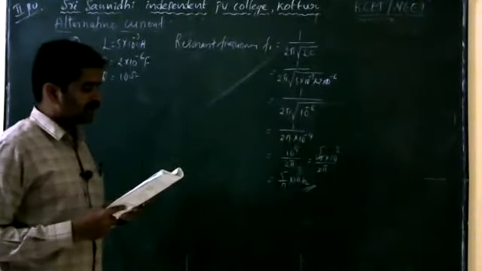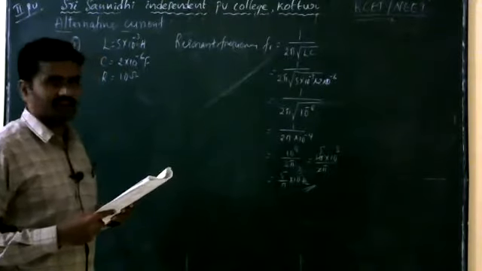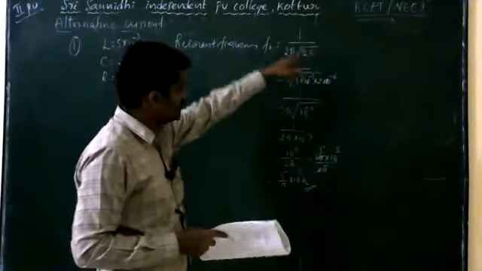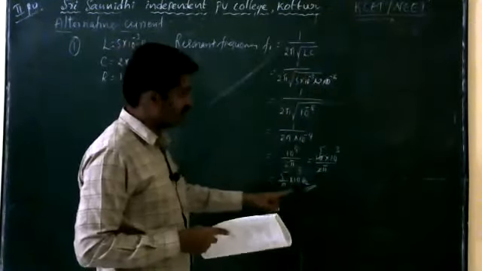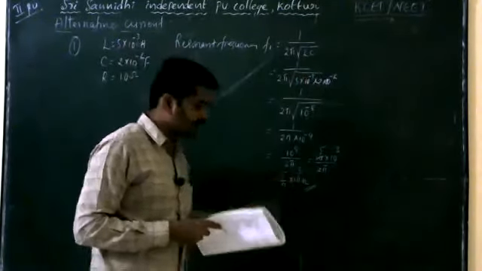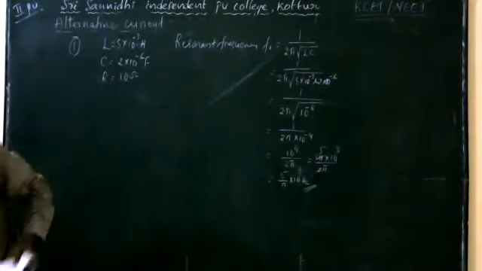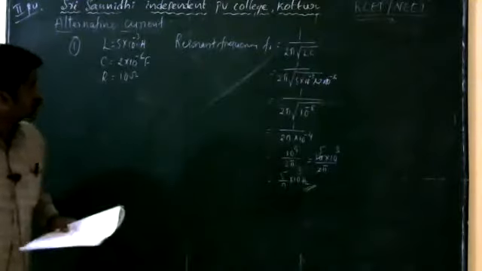So what is the frequency at which the maximum power is dissipated? Yes, the resonant frequency of that circuit is 1 by 2 pi root LC. So you can simplify it to 5 by pi into 10 to the power of 3. That is why option D is the right answer. Clear? So next one, second one.